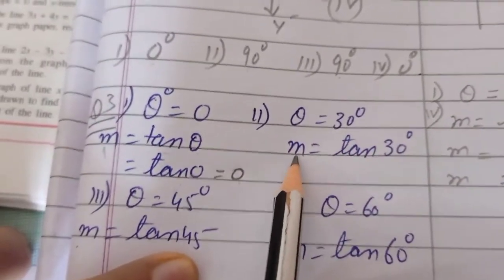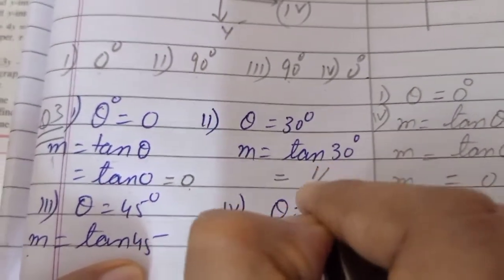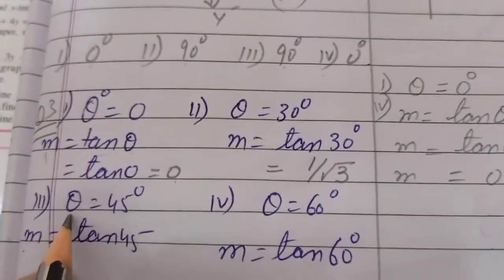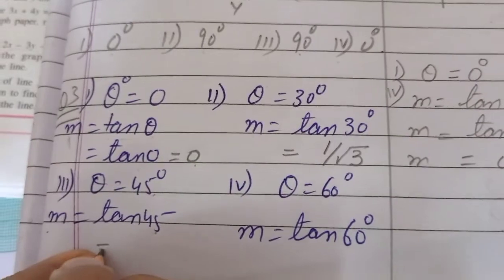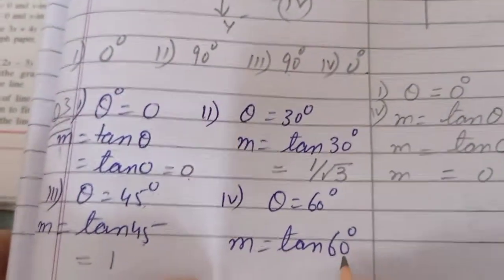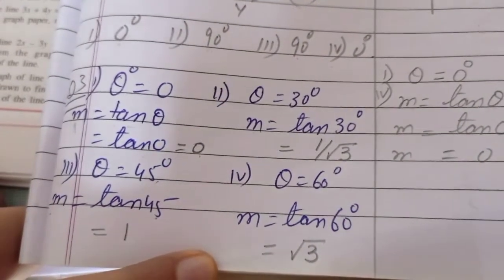Second, theta is 30 degree. So what will be the slope? M is equal to tan 30. Value of tan 30 is 1 by under root 3. Clear? The next is theta 45. M is equal to tan 45. Tan 45 is what? 1. Then theta is 60 degree. M is equal to tan 60. Value of tan 60 is under root 3. So these are the values.